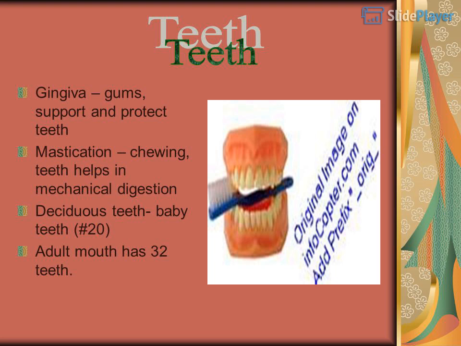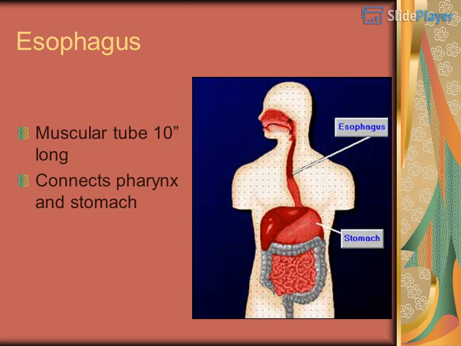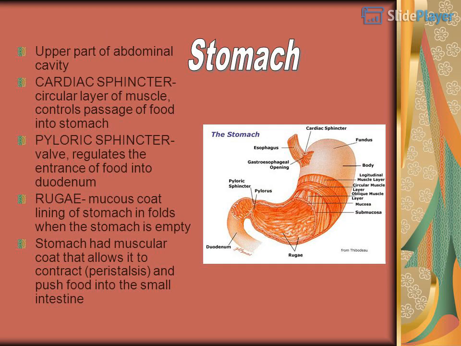Mastication, chewing: teeth help in mechanical digestion. Deciduous teeth: baby teeth, number 20. The adult mouth has 32 teeth. Esophagus: a muscular tube 10 inches long. Connects the pharynx and stomach. The stomach is in the upper part of the abdominal cavity.